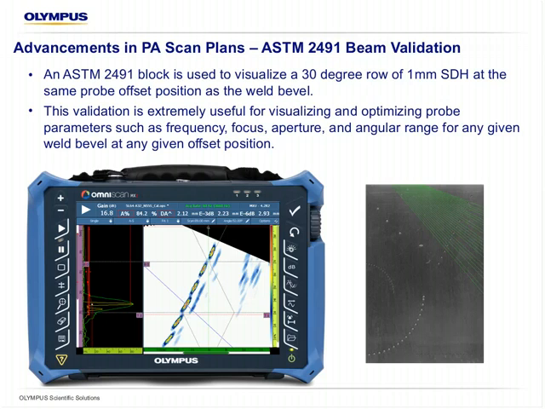There's a row of 30-degree 1 millimeter side drilled holes, and by putting the probe at this same inspection position, I can see the quality, resolution, characterization, and inspection sensitivity across the entire area of interest. On an inspection like this, we could expect to see very precise sizing capability on the weld bevel and throughout the weld for volumetric flaws. We're looking for a velocity, angle, and exit point validation that will result in correct trigonometry.